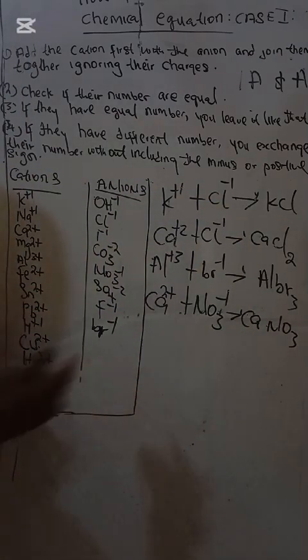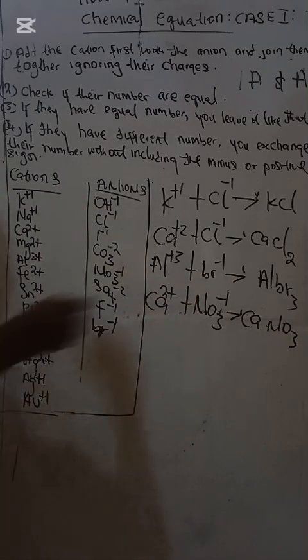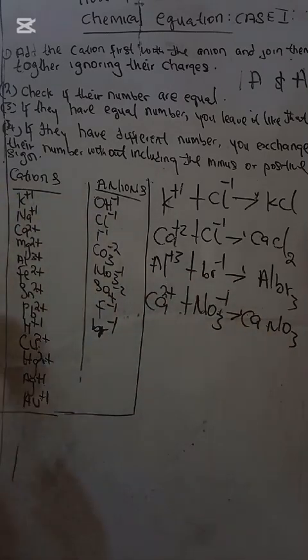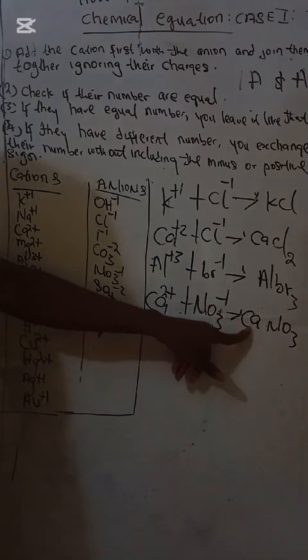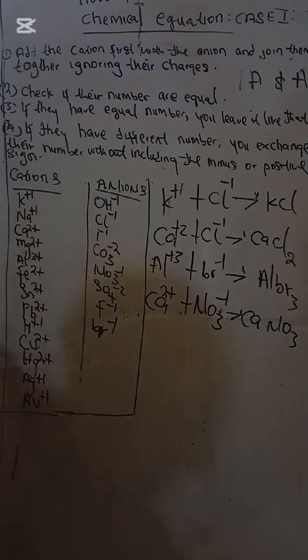Now, you check whether they have the same number. Now, look at this. Because they did not have the same number, you will do the same thing. That means that NO3 will receive 2, while Ca will receive 1. But there's no need of putting that 1 here. Am I communicating?